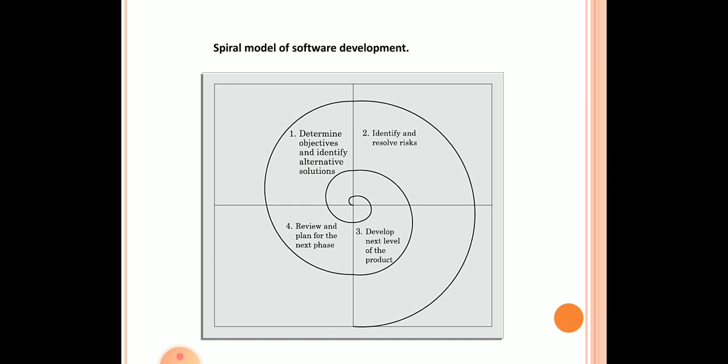The radius of the spiral at any point would represent the cost incurred in the project. So it facilitates the estimation of the cost also. By measuring the radius of the spiral at any point, we get the cost incurred in the project so far, that is, how expensive the software development would be. And the angular dimension would represent the progress made so far in the current phase.